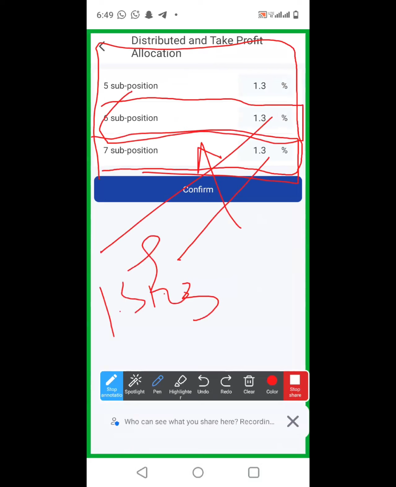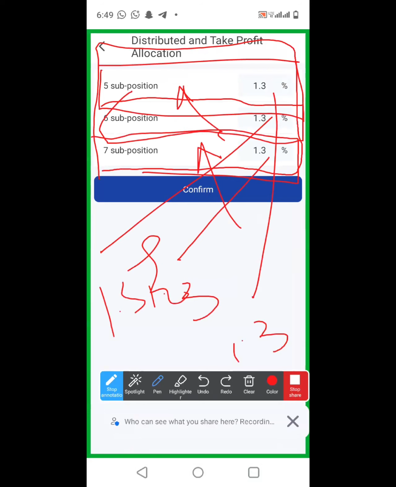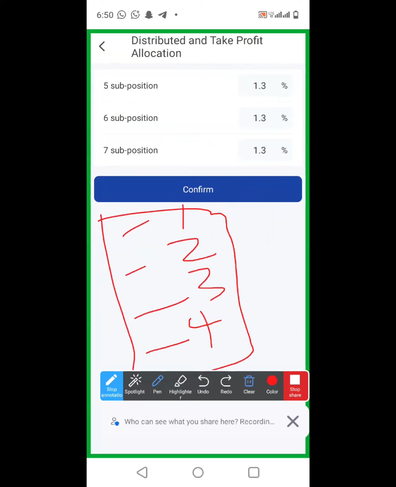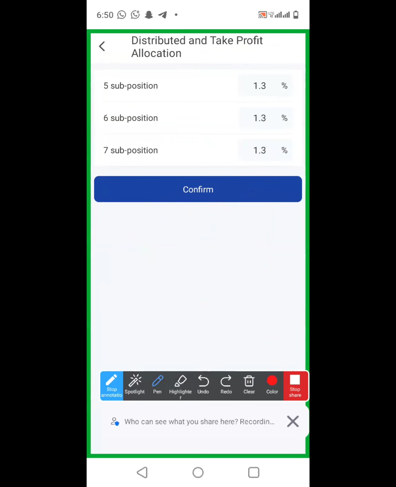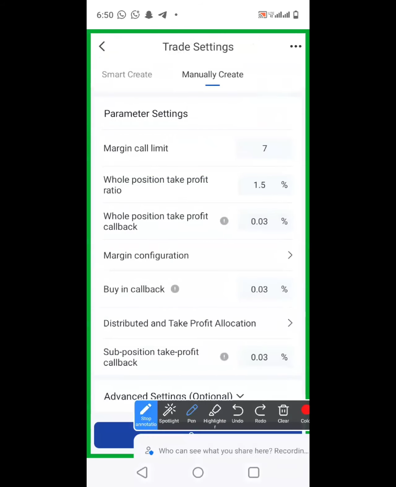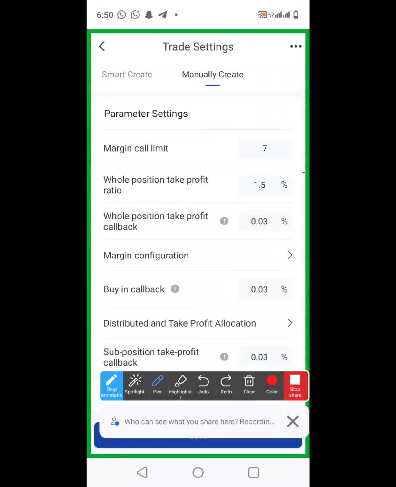And once the market comes up again to magical 5, which is called the supposition, it's going to give you 1.3%. And once the market rebounds up again and gets to magical 4, magical 3, magical 2, magical 1, we're going to sell all of this together to give you the profit we put here, this whole position take profit.